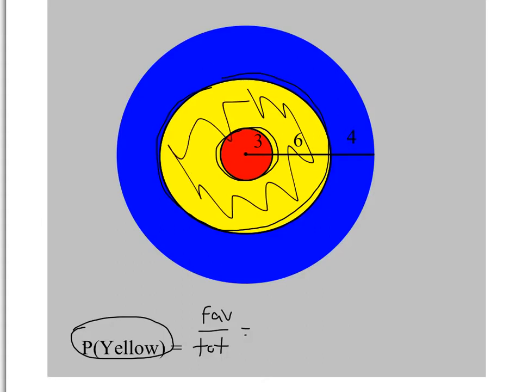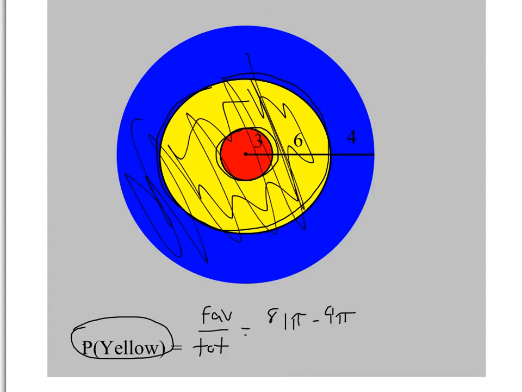So that is 81 pi, radius of 9, square it, 81 pi, minus 9 pi is favorable area. And then the total area of everything here, including blue, including yellow, including red, is what we want here, which is fairly easy to think about. That's just radius of 13, so 169 pi.